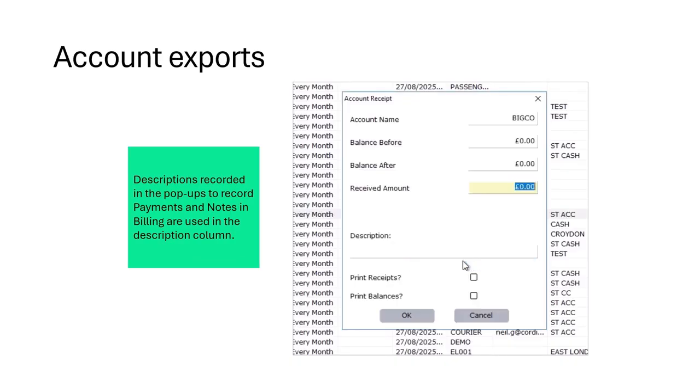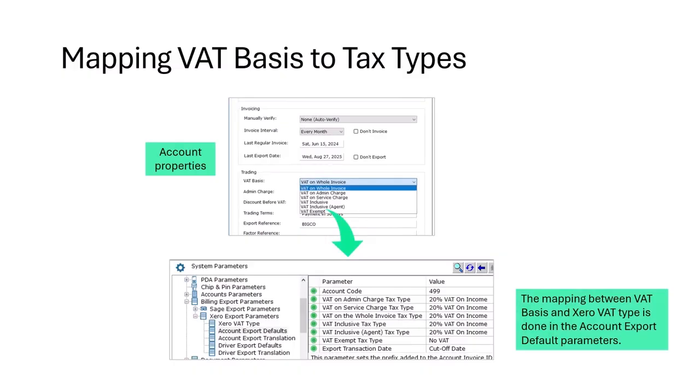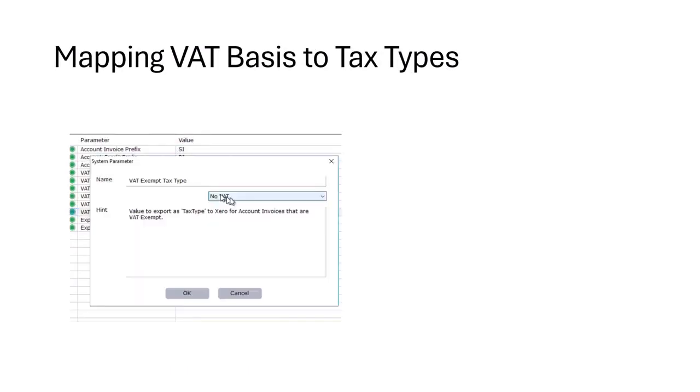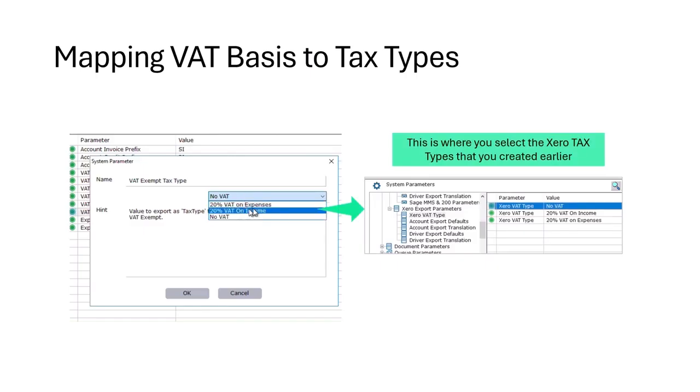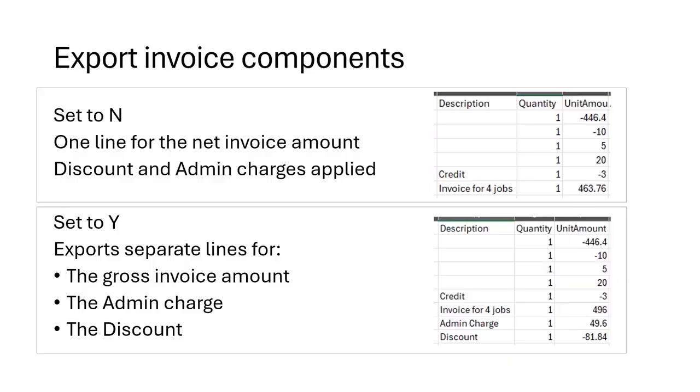The descriptions you write for billing documents like payments to and from a driver or account and credit and debit notes appear in the descriptions column. To ensure the VAT is applied correctly, you need to map the VAT bases used in each account to the Xero tax type. This is all done in the Export Defaults section. Double click or use the Edit option on one of the VAT bases to edit, and then select the tax type from the drop list. These are the tax types you created earlier. You can choose whether to break out the detail of admin charges and discounts using the system parameter Export Invoice Components. Setting it to Y breaks out the admin charge and the discount to separate lines.